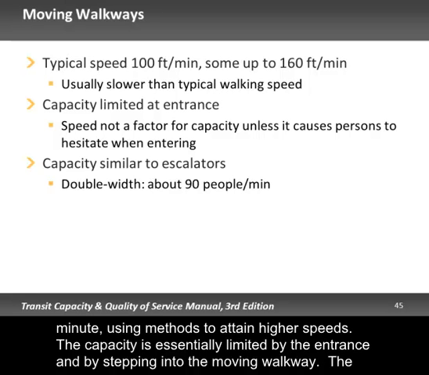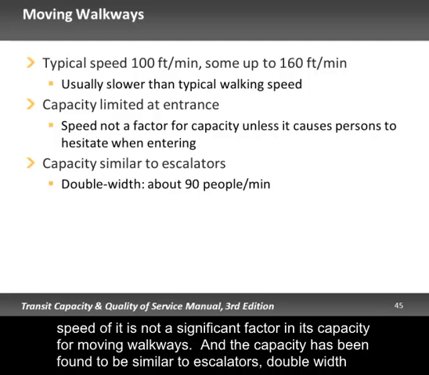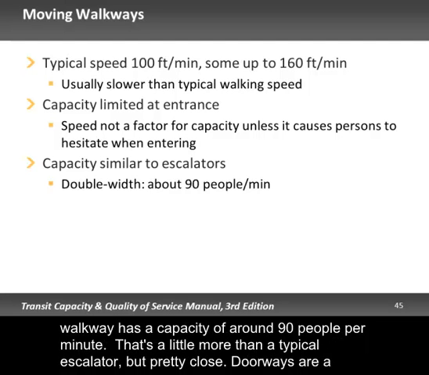The capacity is essentially limited by the entrance and by stepping into the moving walkway. The speed of it is not a significant factor in its capacity for moving walkways. And the capacity has been found to be similar to escalators. Double width walkway has capacity of around 90 people per minute. That's a little more than a typical escalator, but pretty close.